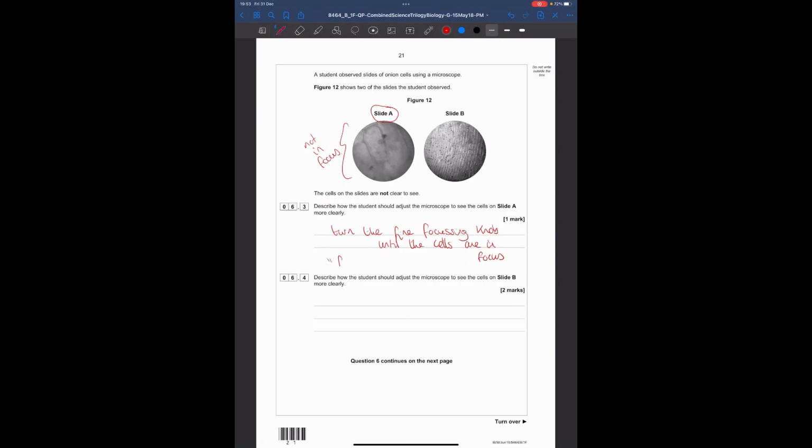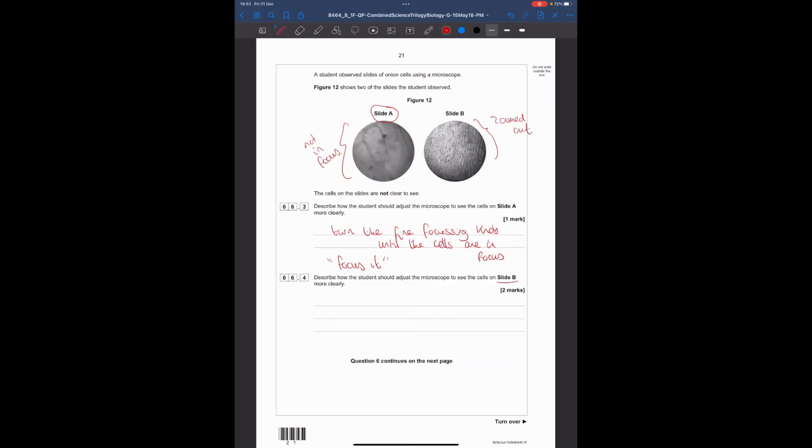If you just put focus it, you would actually get the mark in this question, okay? But try and throw in the names of the parts of the microscope just to make your answer a bit more scientific. Question 6.4, describe how the student could adjust the microscope to see the cells on slide B more clearly. Well, you can see B is not really magnified that much, it's very zoomed out.